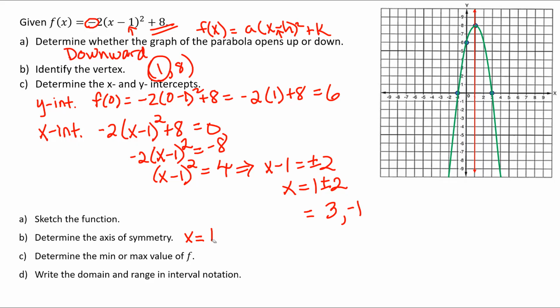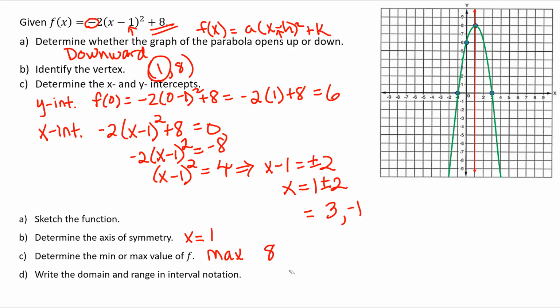And then the minimum or maximum value of f, remember, is the y coordinate of the vertex. So you've got that vertex at (1, 8). So the maximum value, we'll just go ahead and say it's a maximum because this opens down. So the maximum happens at the vertex, and that value is 8.